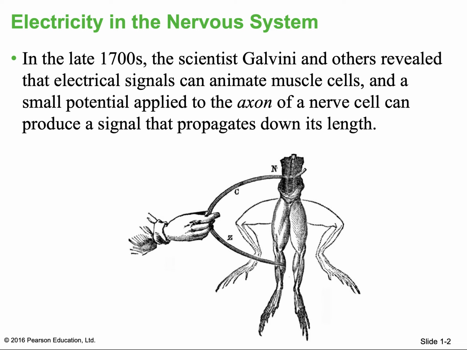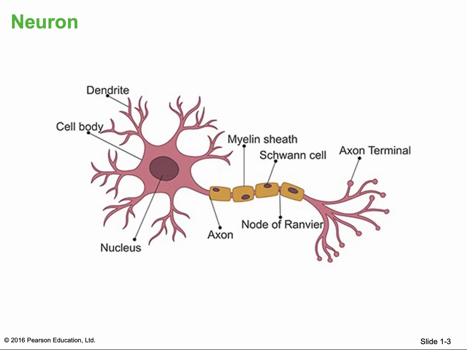The sciatic nerve is the longest nerve in the human body, which runs from the base of the spinal cord to the big toe of each foot. These neurons can exceed 1 meter in humans.